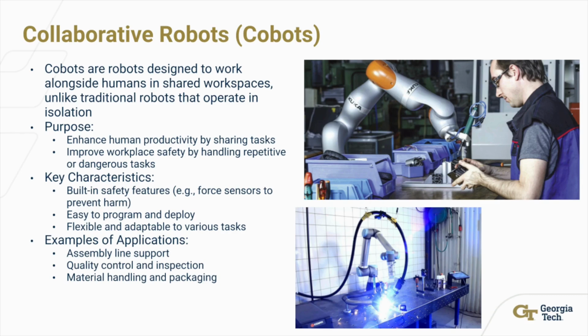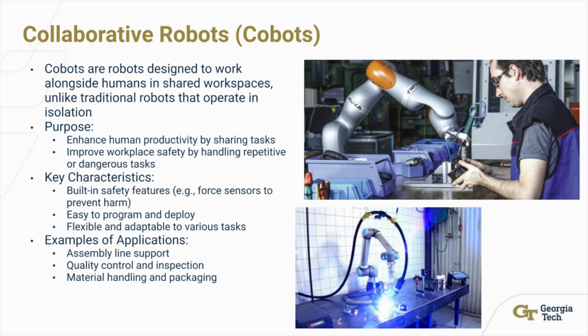Finally, I will talk about collaborative robots, or cobots. Collaborative robots are revolutionizing automation by safely working alongside humans in shared spaces. This is different than some traditional robots that require isolation. Cobots are equipped with safety features like force sensors that make sure that they do not cause any harm to workers, and this makes them ideal for collaborative tasks.